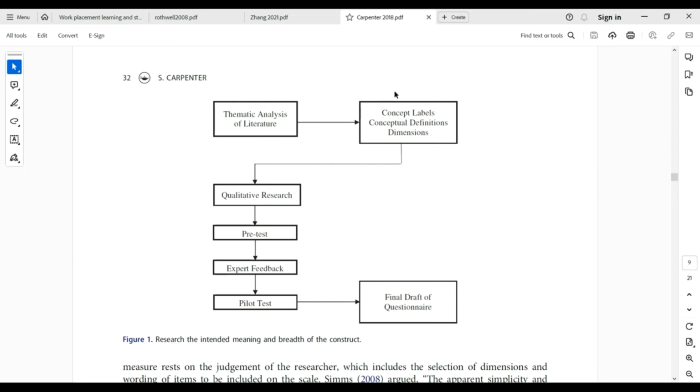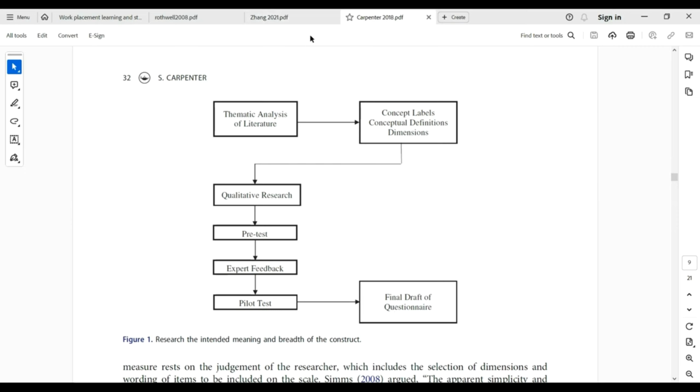Two, that will lead you to the concept labels, conceptual definitions, dimensions. So you need to clearly spell out the variables. Now you've understood the variables and the definitions of the variables, and then whether you want to decompose the variable.